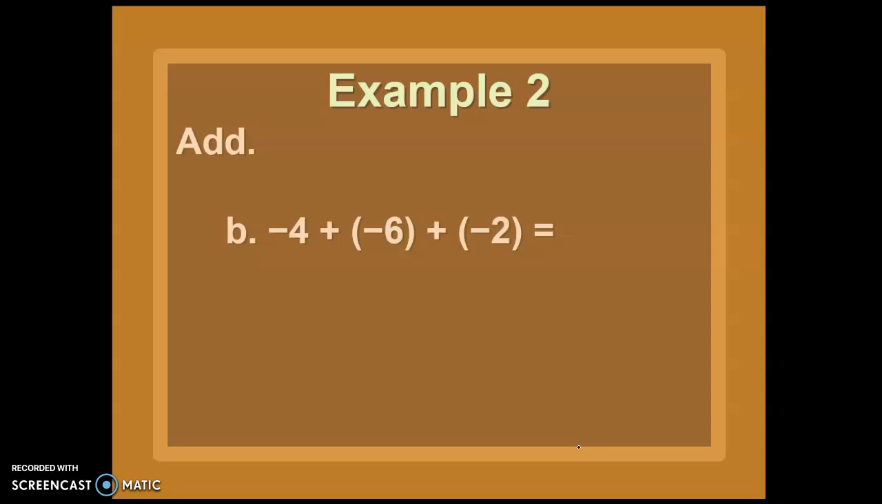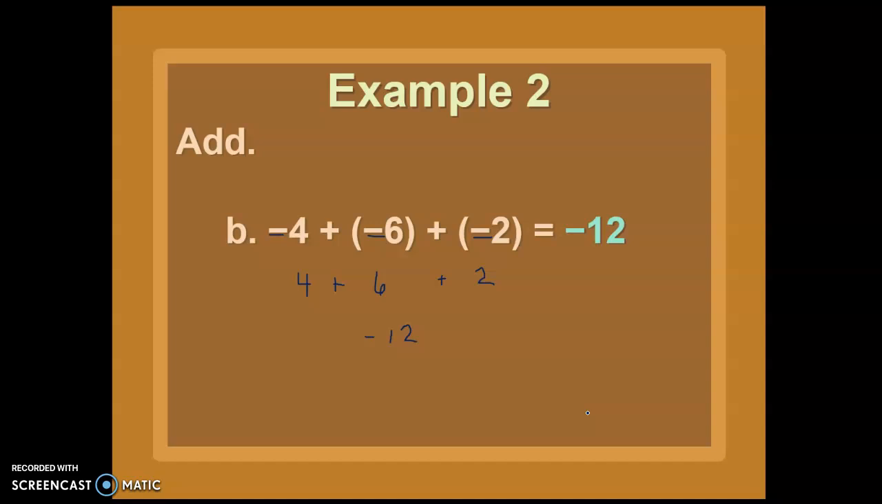Right here, I've got 3 different add-ins, negative 4 and negative 6 and negative 2. They all have the same sign, so I'm going to follow my steps again. I'm first going to add the absolute value. This time I'm going to do the absolute value mentally. I'm not going to use the bars. So the absolute value of negative 4 is 4, and the absolute value of negative 6 is 6, and the absolute value of negative 2 is 2. I'm going to add those all together. 4 plus 6 plus 2 is 12. And then, after I've added the absolute value, I keep the sign of the add-ins. Well, all my add-ins are negative, so I'm going to make that a negative 12.